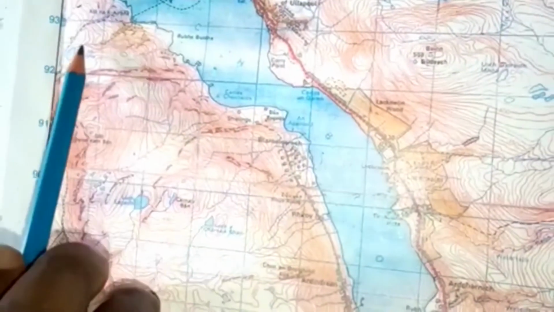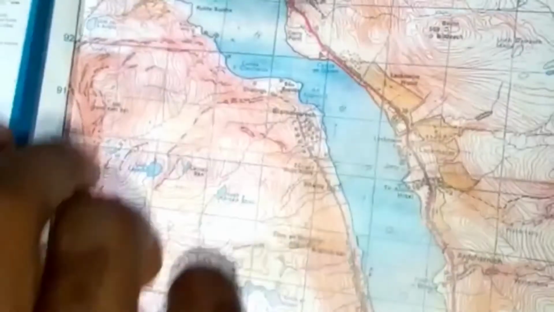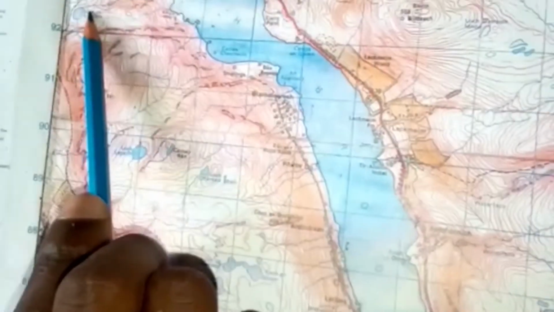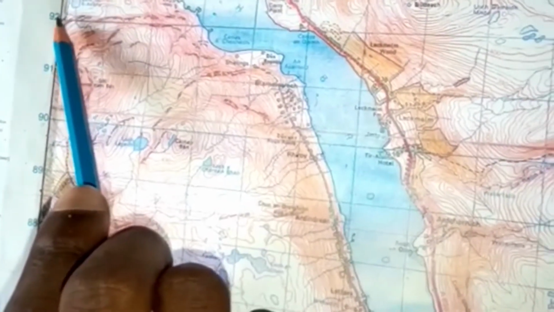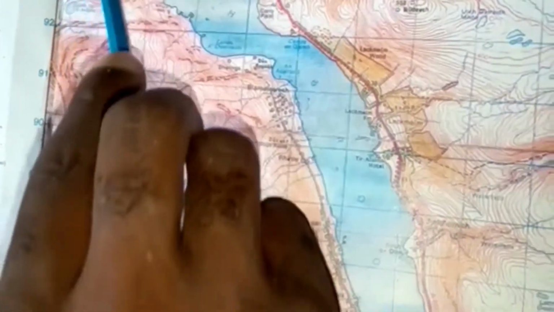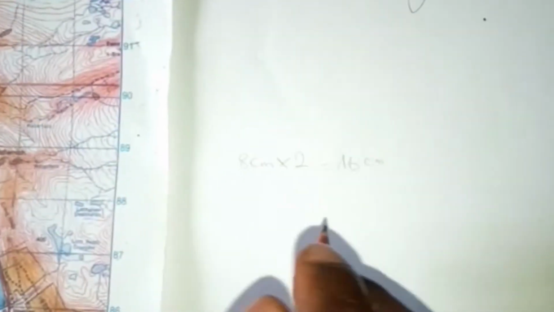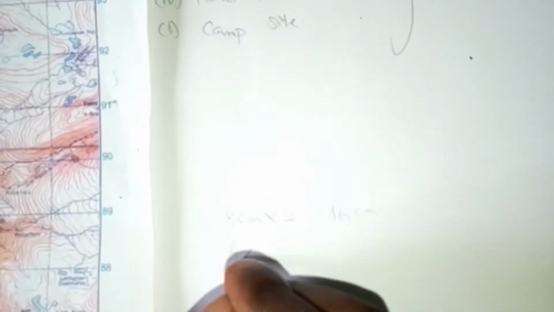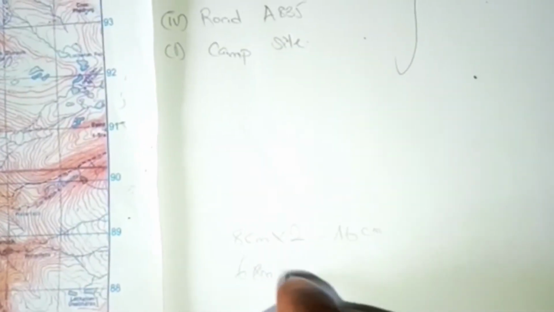While we do the same thing here, I can count how many grid boxes I have. From 92 to 95, I have 1, 2, 3. Each grid box is 2 centimeters. Therefore, 3 boxes times 2 centimeters will give me 6 centimeters. And if I take 6 centimeters times 2, since I am enlarging the map, this is it.